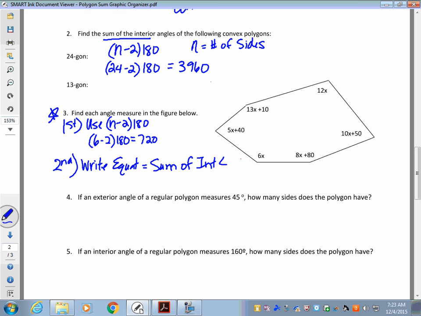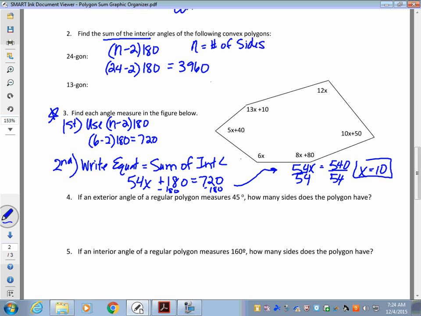All right, so if I add up all my x's and add up all my constants, my numbers, this equation would end up being 54x plus 180 equals 720. And then we're going to solve for x. So we're going to subtract the 180. I'm going to come over here. So this would have given me 54x equals 540. And then we're going to divide by 54. And then you would see that x is 10. All right, because I think they just want you to, oh no, they want you to find each angle measurement. So from here, you're going to have to plug it back in. And that exactly is how it's going to be asked on the test.